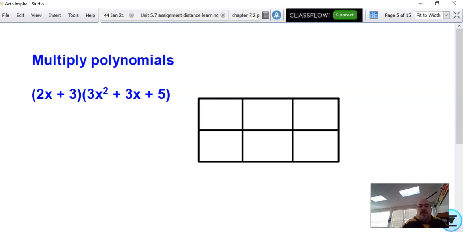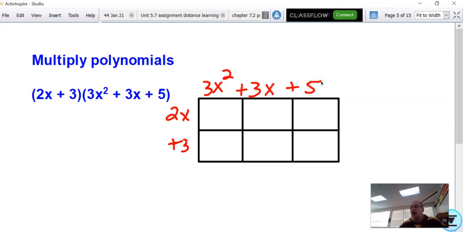So let's go ahead and I'm going to switch. Here we go. So I'm going to put the 2x plus 3 on the side and then the 3x squared plus 3x plus 5 on top. All right, now it's just like a multiplication table, folks. You're going to go 2x times 3x squared, and that's going to be 6x cubed. Okay, remember we add the exponents here.